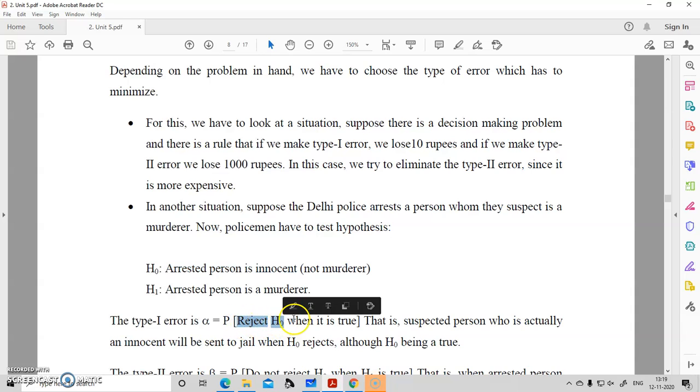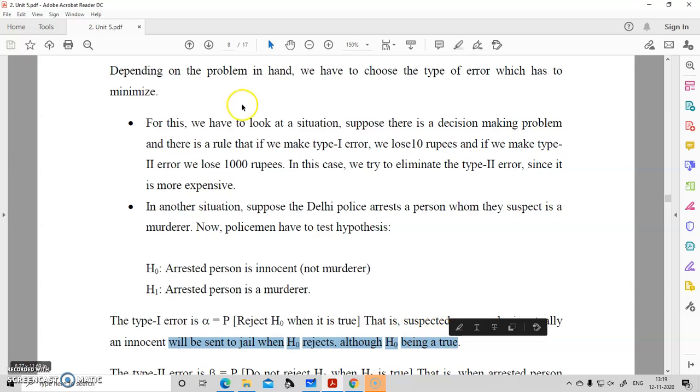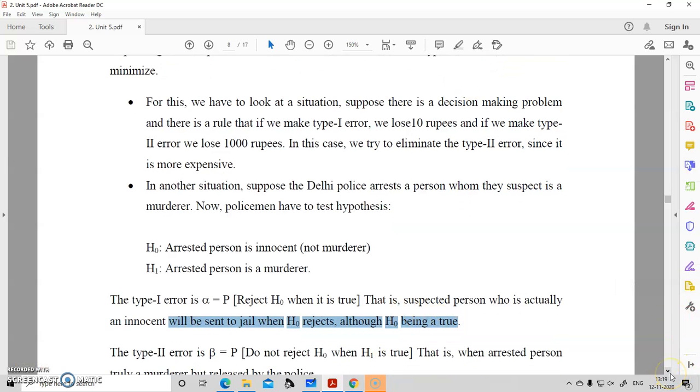So reject H0 when it is true. Actually the person has not committed any crime, but you have taken the decision as if he has committed the murder. The police has taken the decision that this person has committed the murder, but the true case is he is not a murderer. So the police has committed the type 1 alpha error. The suspect is actually an innocent person, but the police says he is a murderer, and he is given the punishment or the death sentence. It's a very big punishment, right?